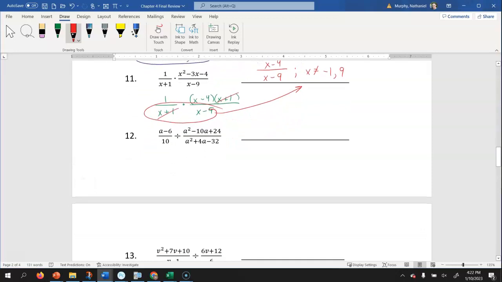All right, so now this next one we're dividing. Remember, we can't divide. Instead, we need to change it to multiplication. Remember, we have that keep, change, flip. So we're going to keep the first fraction, a minus 6 over 10. Keep that. We're going to change this to multiplication. And then we're going to flip the fraction. Now I'm going to save myself a little bit of work, and I am going to factor these. So when I flip it, this one's going to be here, and this one's going to be down here.